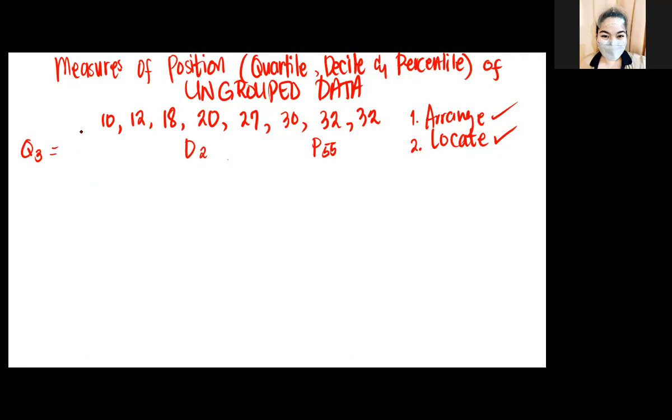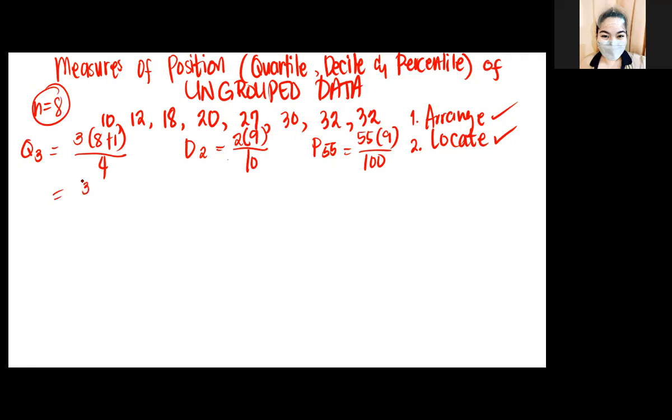So we have here 3. Ito yung K natin times N plus 1. So that is our N. Our N is 8. So 8 plus 1 divided by 4 kasi 4 parts natin dinidivide si quartile. While in decile, we have 2 times N plus 1, which is 9, divided by 10. Dito naman, we have 55 times 9 divided by 100. So we are done substituting, maglo-locate na tayo. So we have 3 times 9 divided by 4.